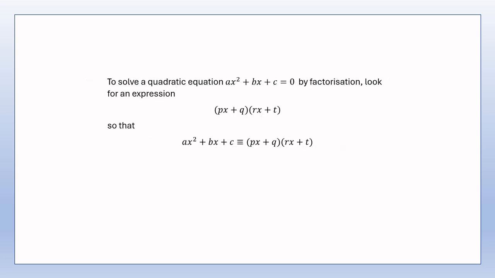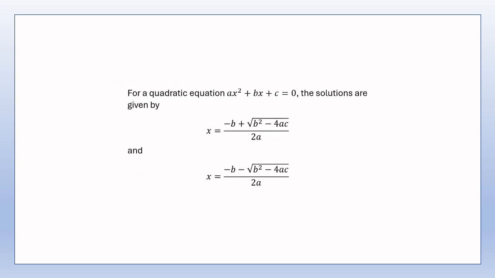To solve a quadratic equation ax squared plus bx plus c equals 0 by factorisation, we look for an expression px plus q times rx plus t, so that ax squared plus bx plus c is identically equal to px plus q times rx plus t, and in that case the solutions will be x equals minus q over p, or x equals minus t over r. I'll give some examples shortly of how to solve quadratics by factorisation.